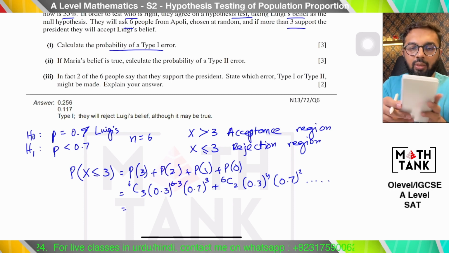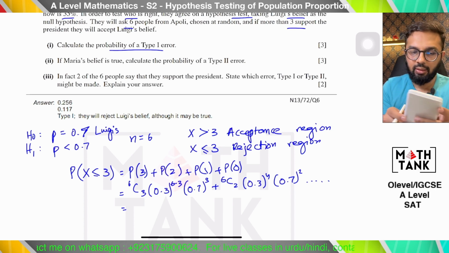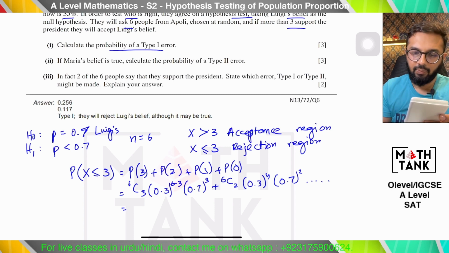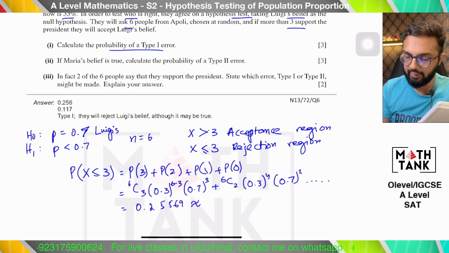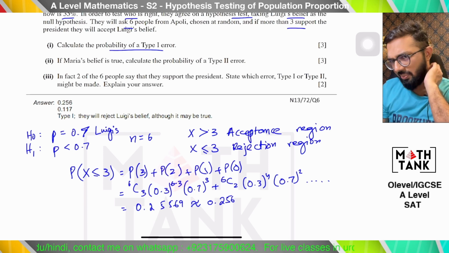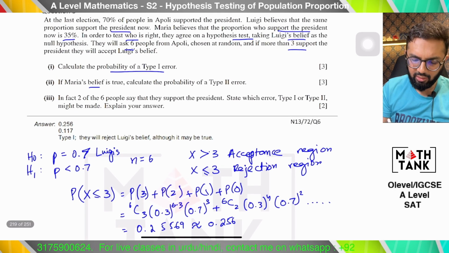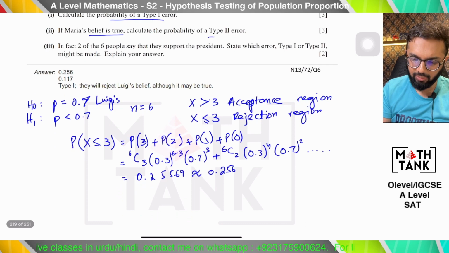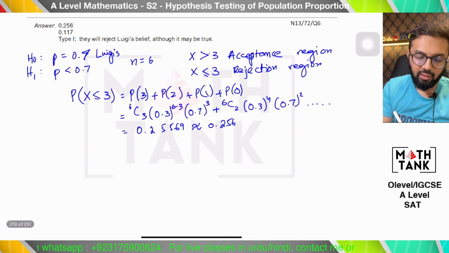Okay, let's accumulate. N is 6, and 0.7, with 3. So I've accumulated and it has come out as 0.25569. So that's 0.256. The probability of a type 1 error is pretty high compared to the rejection region because it's a very small sample, I think. If Maria's belief is true, calculate the probability of a type 2 error. Maria's also told you that 35% is what she believes.